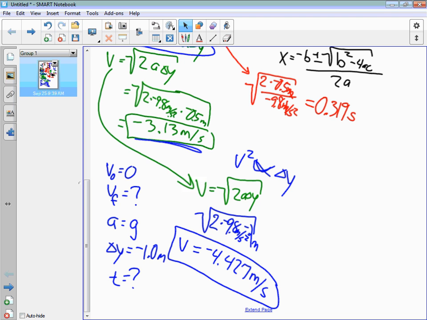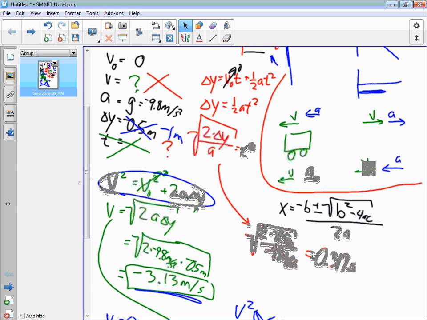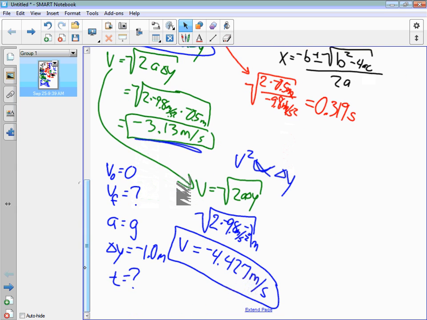Someone would say it's a square root. Yes, square root of 2. Because there's that square in the relationship, simply doubling the distance is not going to double the velocity. Likewise with the time, delta y is proportional to t squared, so that's going to give me a different value.